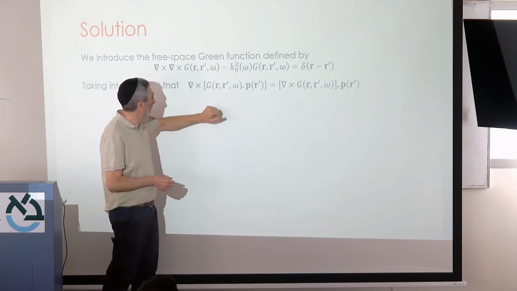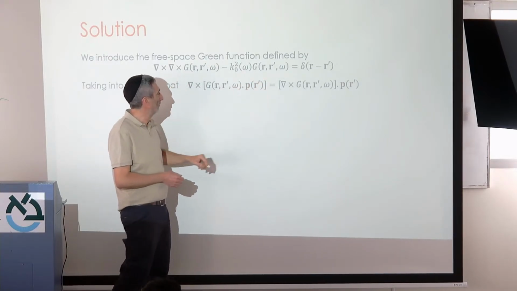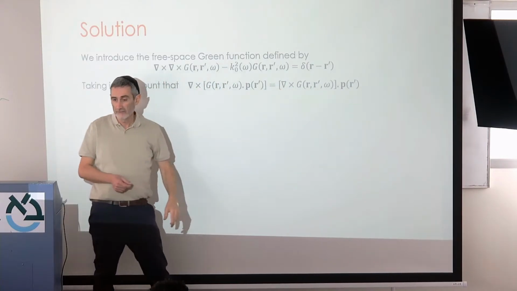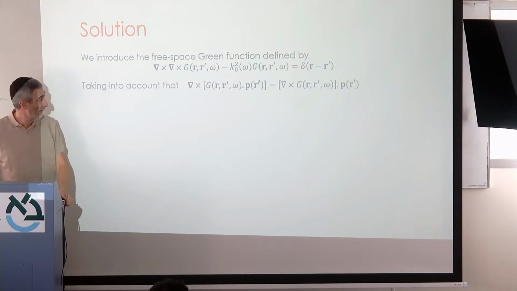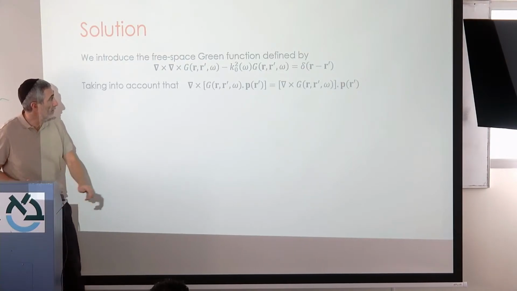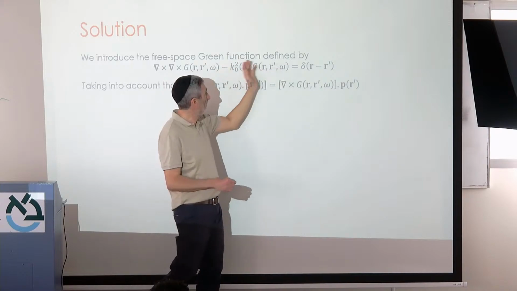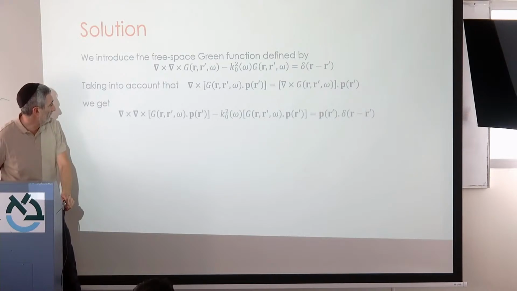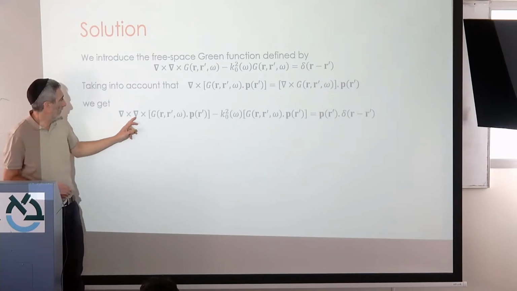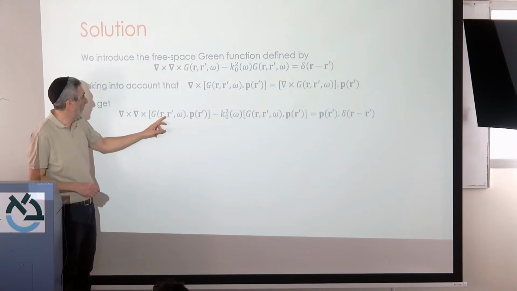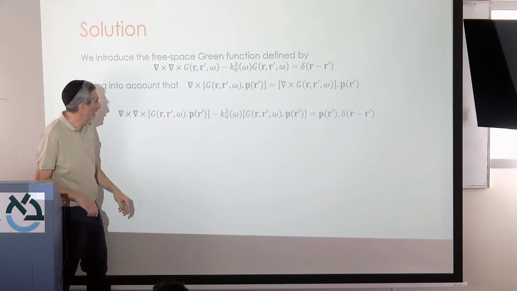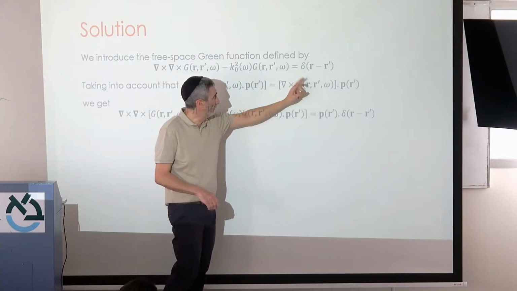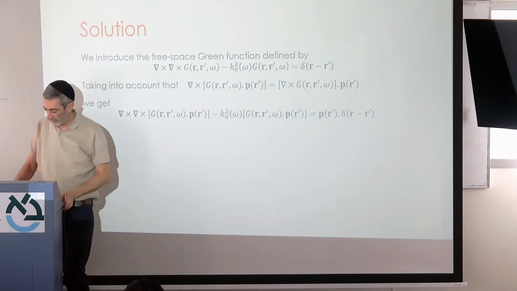So actually, you can take the P out of the product, and this gives you the operator which applies only on G, and not on P. So if you use that, you can multiply this expression by P everywhere. So we get here this term, which comes inside because of this equality: minus k0 omega g p is equal to p times delta. So I just multiply by p everywhere.